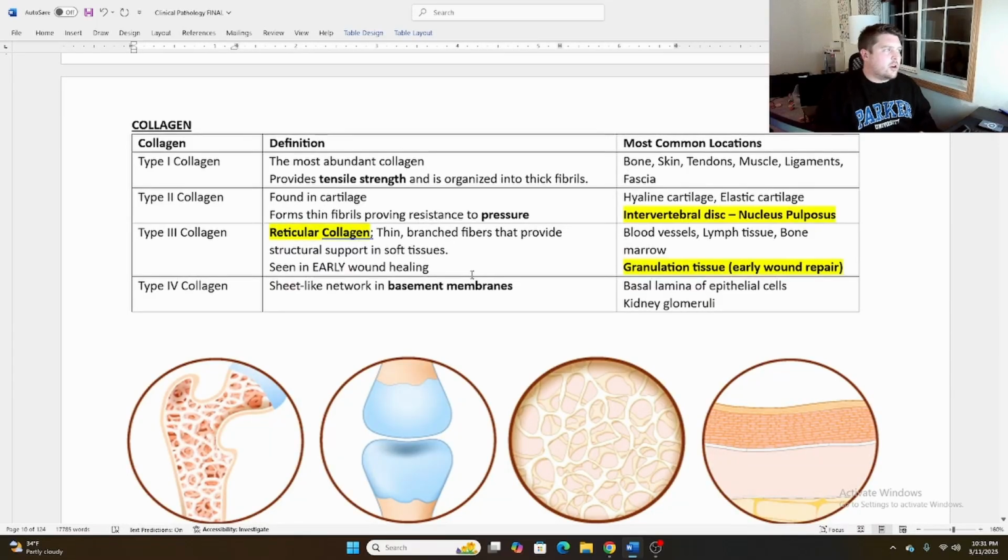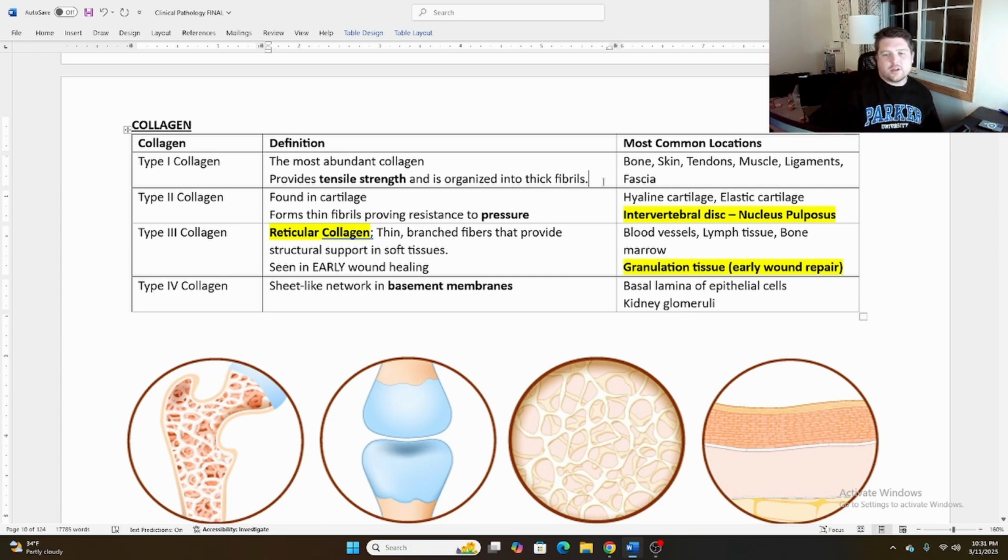A little bit more about collagen, mostly just understanding the types of collagen, what they're good for, and the most common locations for them. Type 1 collagen is our most abundant collagen. It is everywhere. It is our tensile strength collagen: bone, skin, tendons, muscles, ligaments, fascia. Most of our collagen is type 1 collagen.